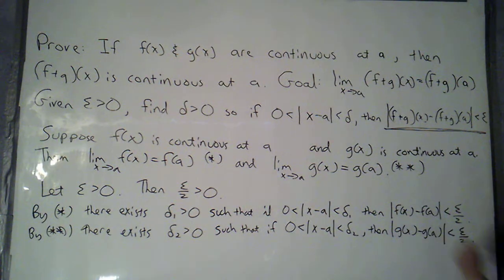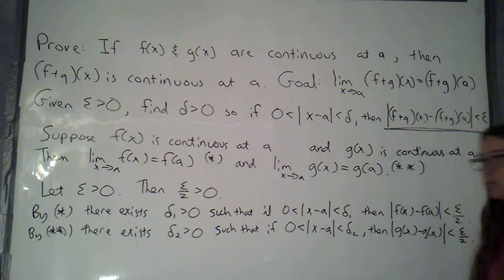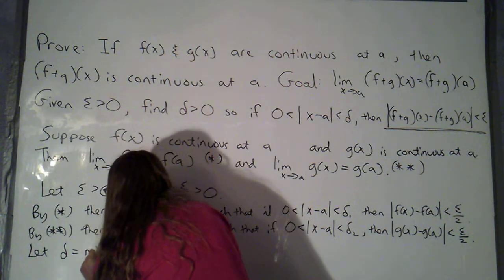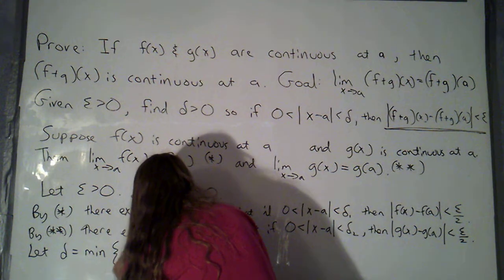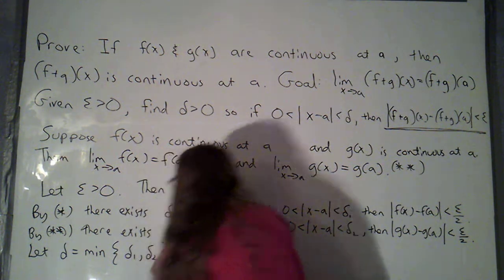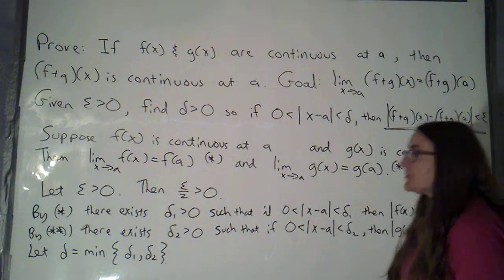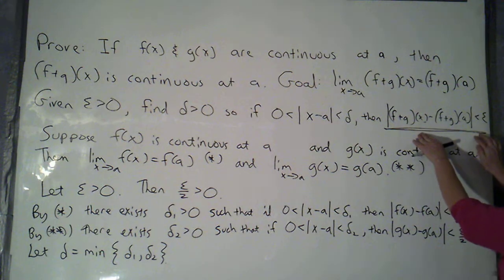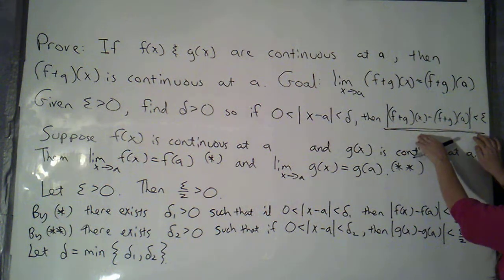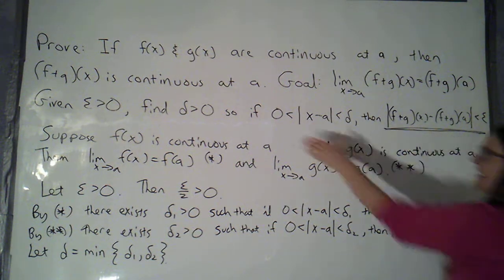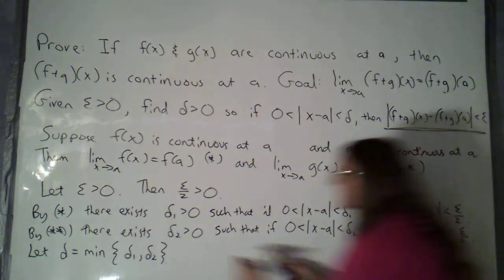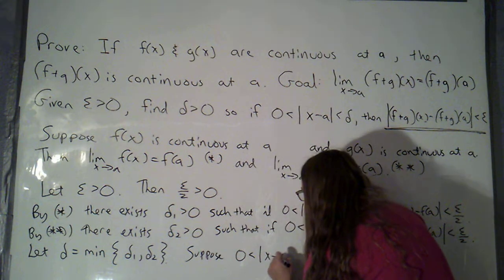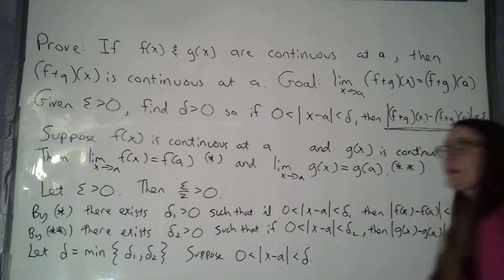and the other of which controls the size of this thing. I want both because I'm greedy. So I'm going to let delta be the minimum, the smaller of the two, delta 1 and delta 2. So I'm claiming that this is the delta that's going to work to prove this inequality. In order to do that, of course, since this is an if-then, I need to suppose the if part. So I will suppose that 0 is less than the absolute value of x minus a is less than delta.